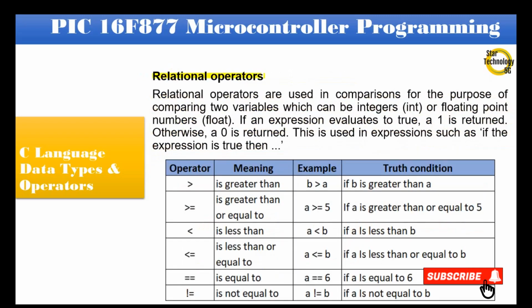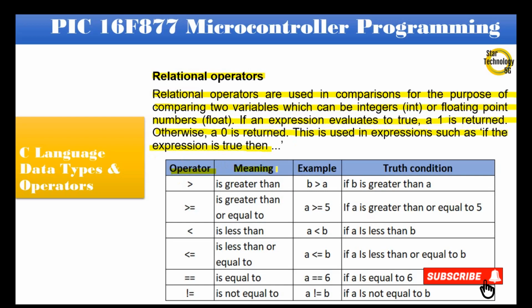Relational operators. Relational operators are used in comparisons for the purpose of comparing two variables, which can be integers (int) or floating point numbers (float). If an expression evaluates to true, a 1 is returned. Otherwise, a 0 is returned. This is used in expressions such as: if the expression is true, then.